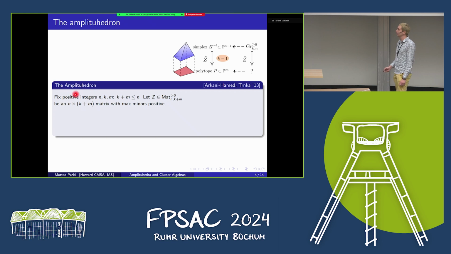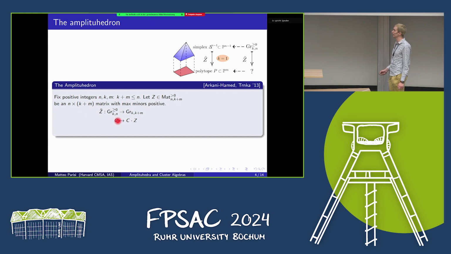So we fix three positive integers n, k, and m, such that k plus m is less than or equal to n. And we fix a matrix Z, which is n by k plus m, so it's a long and skinny matrix, such that all the maximal minors are positive. Once we fix this matrix, we use it to define a map, Z tilde, from the positive Grassmannian Gr(k,n) to another, smaller Grassmannian, Gr(k,k+m).